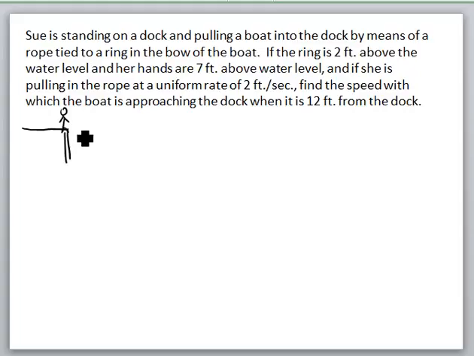She's pulling a boat into the dock by means of a rope tied to the stern of the boat. So here's my boat. Here's this. She's pulling it in. If the ring is 2 foot above the water level, so this is 2 foot, and her hands are 7 foot above the water level, and she's pulling the rope in at a uniform rate of 2 foot per second, we're going to find the speed at which the boat is approaching the dock when it's 12 foot from the dock.